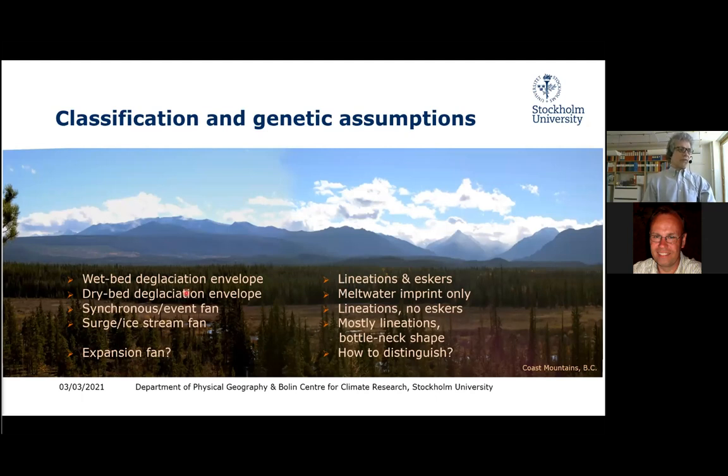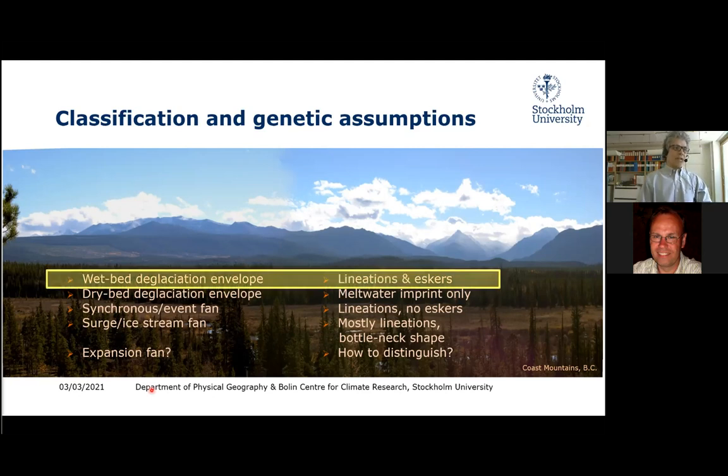I'm not going to go through every one of them, but just a couple of them. The first one, the wet bed deglaciation envelope. So basically, like I said, most of what we see is from when the ice was at its largest and decreases to very small dimensions and finally disappears. So the shrinking of the ice sheet, the deglaciation. And as it does, it leaves these landforms free of ice, and basically an imprint of that deglaciation all over the landscape. That's what we call the envelope. It envelopes all of the landscape.